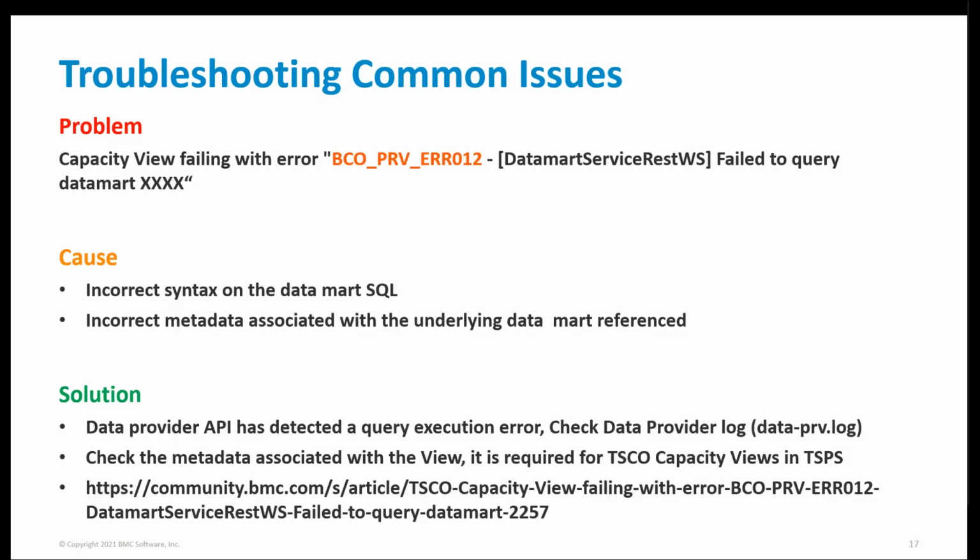The second most common issue is presented when the Capacity View fails to query the Data Mart configured. The most common cause is an incorrect syntax in the SQL or incorrect metadata associated with a column. In this case, the best plan of action is to open the datahub.log that can be found in the folder BCO Home Data Hub log and confirm what is the root cause of the problem. To present this common issue better, I will now navigate to my presentation server.